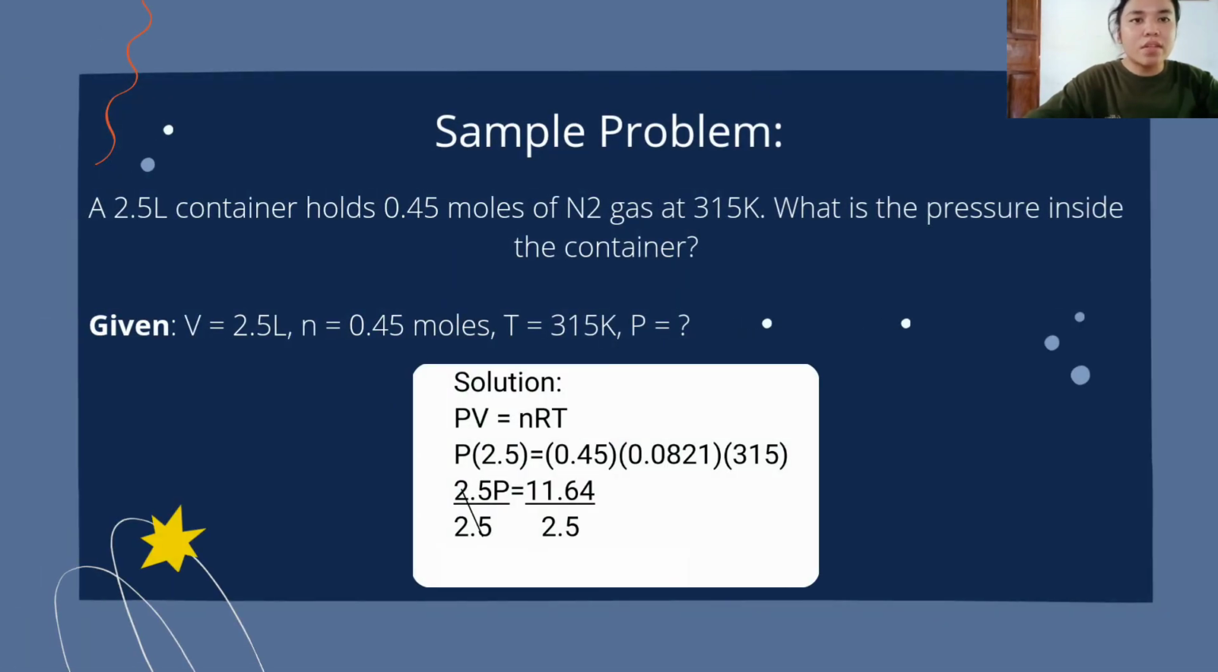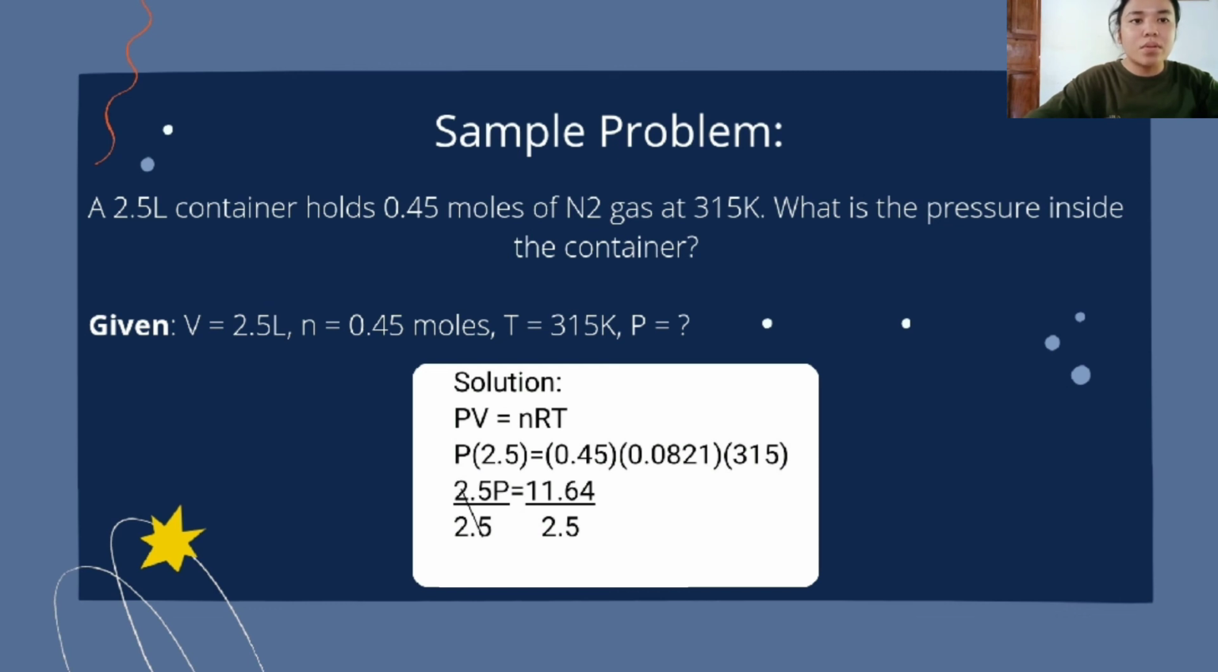Let's take a look at this example. A 2.5 liter container holds 0.45 moles of nitrogen gas at 315 Kelvin. What is the pressure inside the container? So starting from the given, volume is equal to 2.5 liters, n, which represents the number of moles, is equal to 0.45 moles, and T, which stands for temperature, is equal to 315 Kelvin. So we simply use the formula PV equals nRT. Substitute the values and then solve.